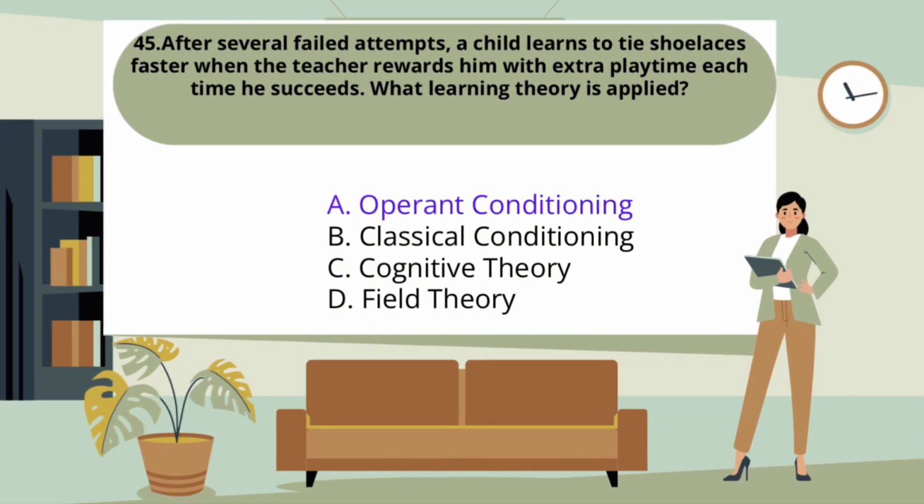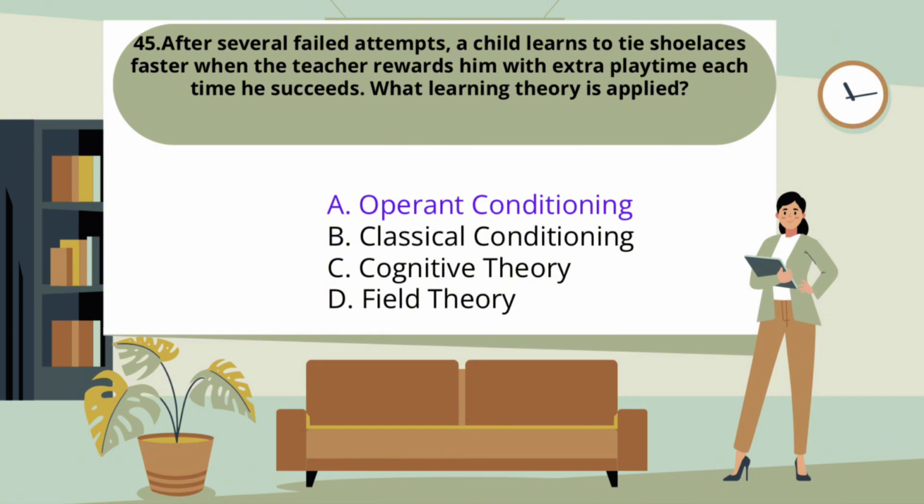So why not letter B, letter C, and letter D? Classical conditioning is about pairing two things together, like a bell and food. It doesn't apply in this situation. And why not letter C and letter D? These do not focus on reward-based learning, so they also do not apply in this situation.